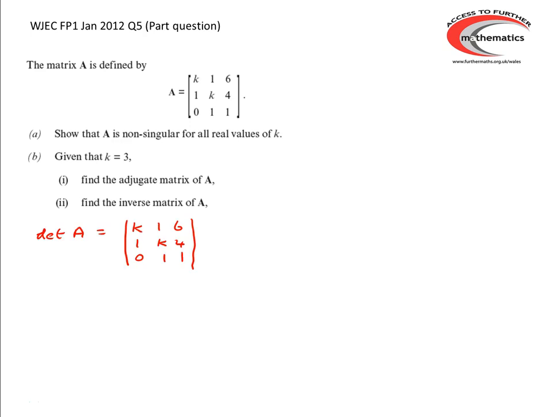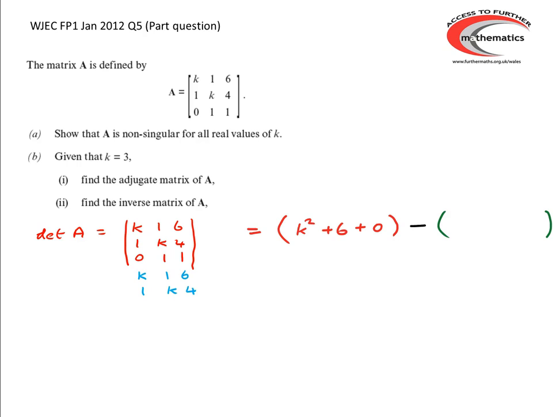So to work out the determinant of A, first of all, repeat the first two lines underneath. And then we'll start looking at the positive diagonals. So the first positive diagonal is k times k times 1, which is k squared. The second positive diagonal is 1 times 1 times 6, which is 6. And the final positive diagonal is 0 times 1 times 4, which is 0.